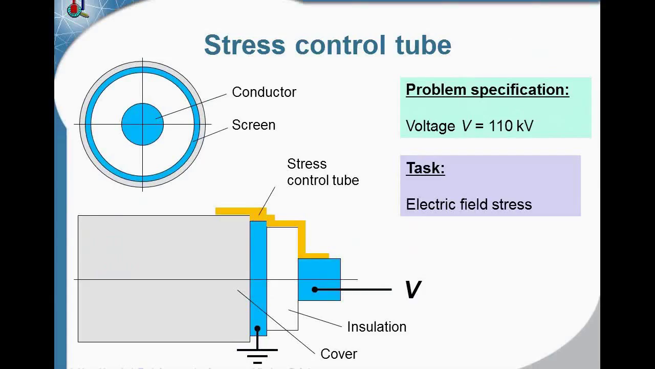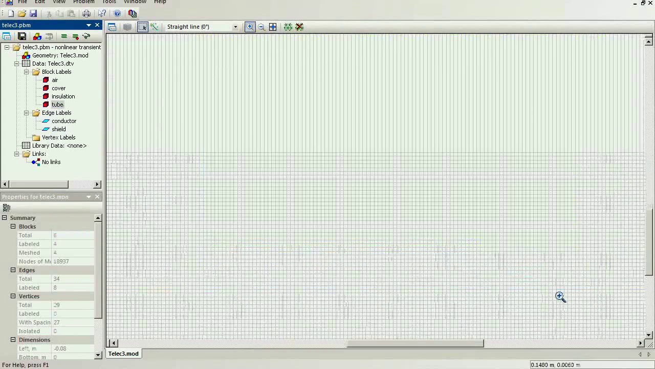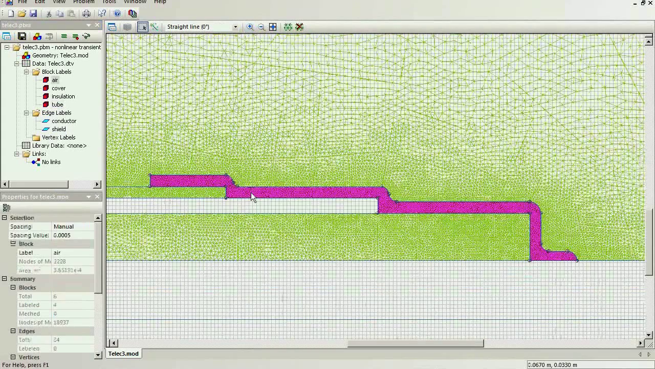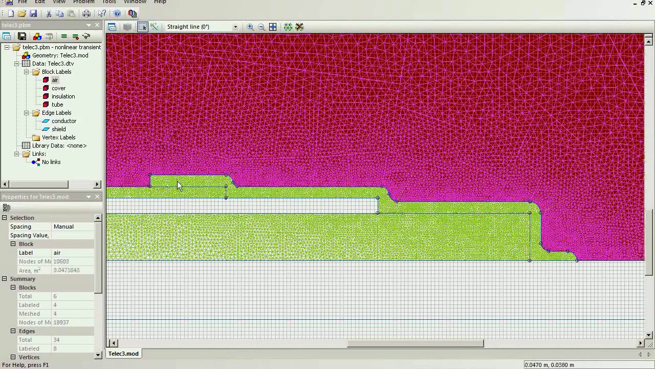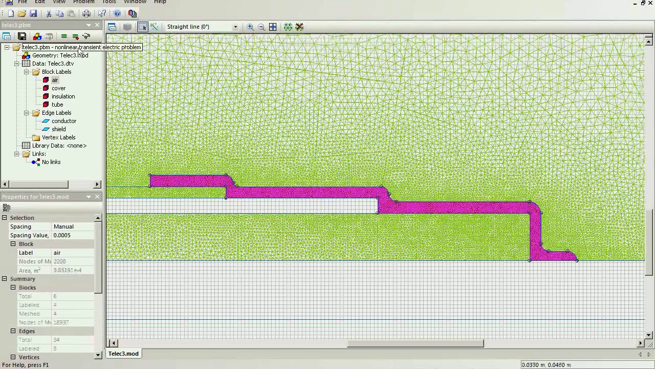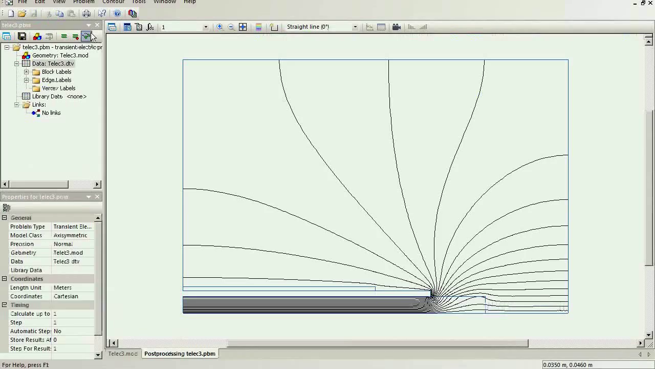To reduce the electric field stress in this place, usually the stress control tube is used. So this block is the stress control tube. Currently I labeled it as air. So, in fact, there is no stress control tube in this model. It's all the air. This block is air, and this block is air.